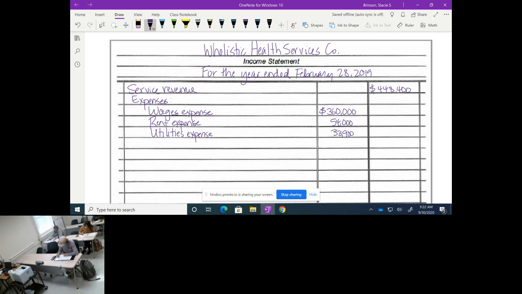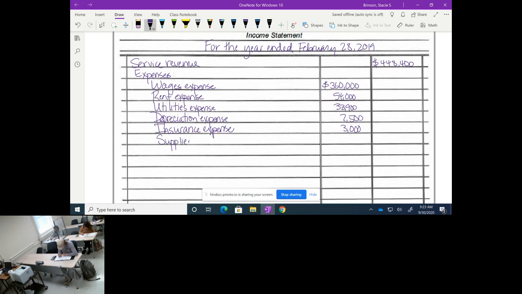What's next? $7,500. What's after that one? Insurance, $3,000. We still have a couple more. Supplies expense, and then miscellaneous after that one. Okay, I'll go ahead and write it. So supplies expense, $27.50, and miscellaneous is $81.50.